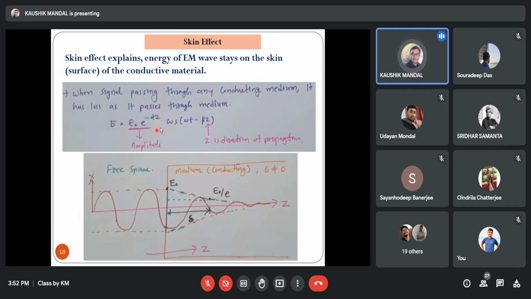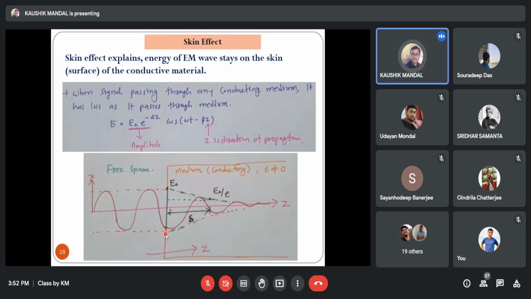In free space, there is no attenuation factor. The electric field is along the x-axis and propagates along the z direction, so there is no attenuation. For the time period for which the electric field remains in the free space, the amplitude remains constant.